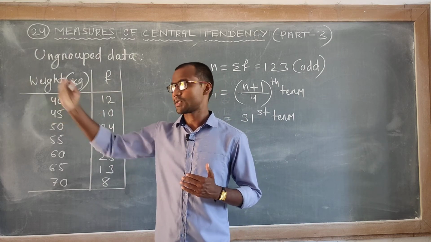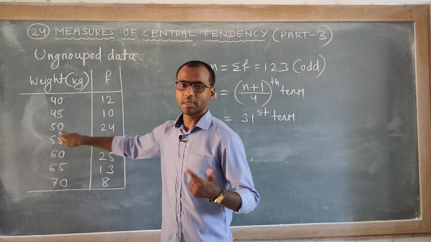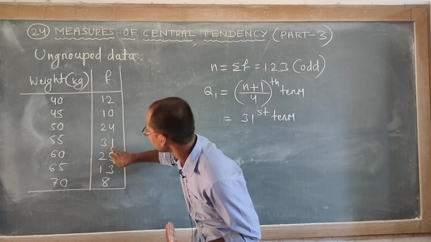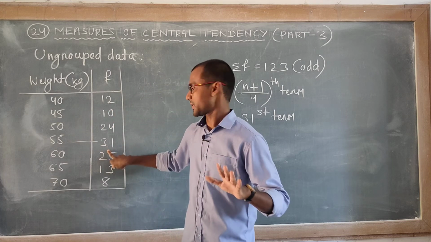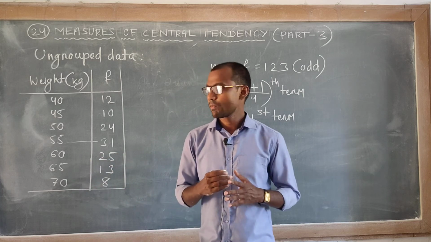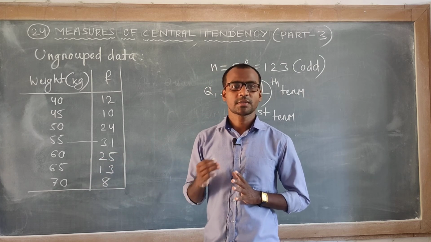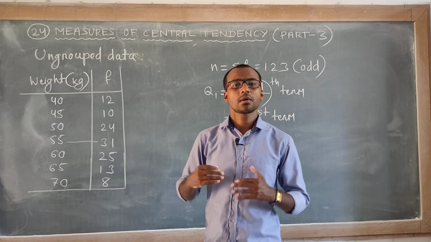After the 12 students, they will stand. Then the next 24 students whose weight is 50 kg. Then the next 31 students whose weight is 55 kg. Then the next 25 students whose weight is 60. In this way, we will make the students stand in a straight line, in increasing order of their weight.